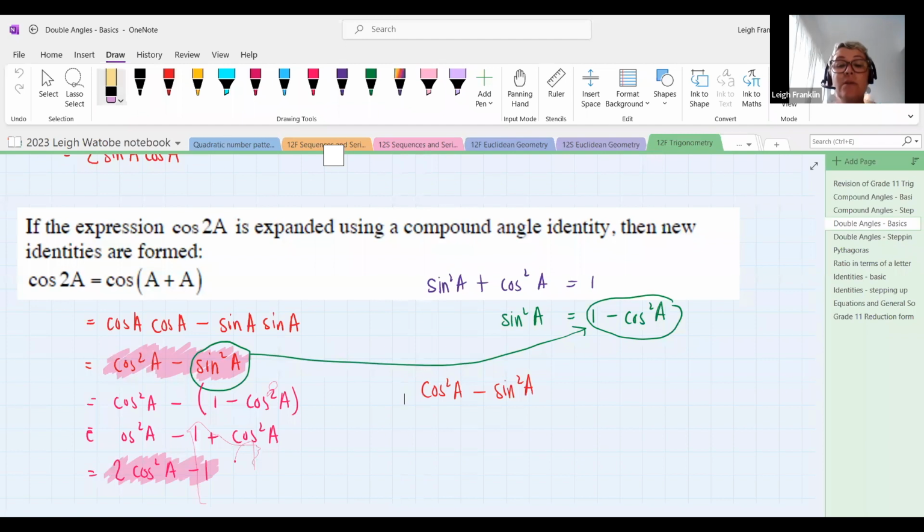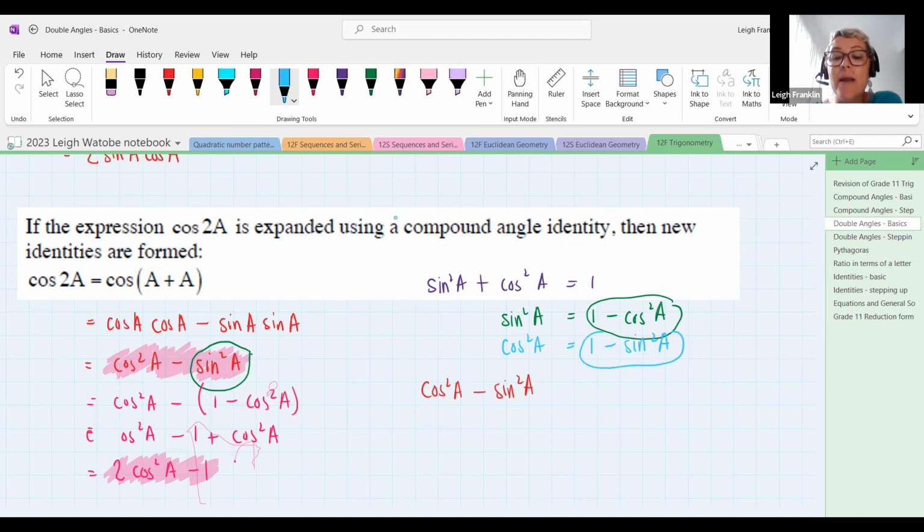I'm still going to work with my square identity, but instead of making sine squared A the subject of the formula, I'm going to make cos squared A the subject, so that's 1 minus sine squared A. Now I'm going to do the same thing and substitute, only now I'm substituting 1 minus sine squared A in place of cos squared A. So instead of cos squared A, I'm going to write 1 minus sine squared A, minus, I'm going to bring down that next term, sine squared A. And that's how I end up with 1 minus 2 sine squared A. That is the third way in which I can write my cosine double angle.